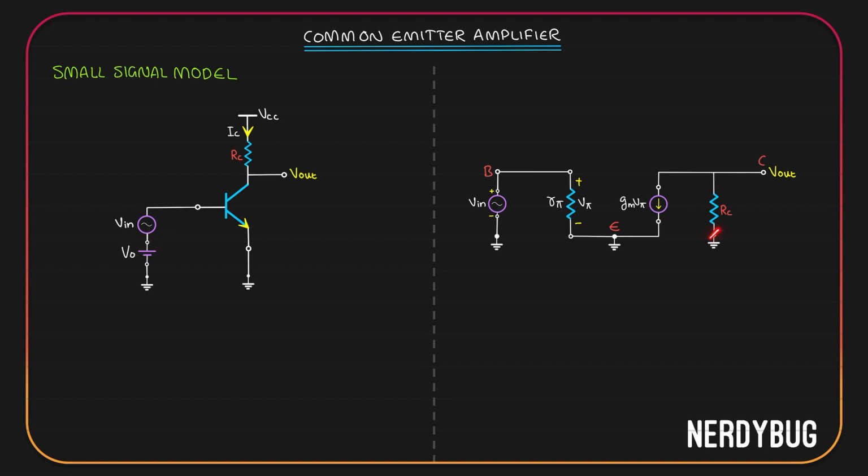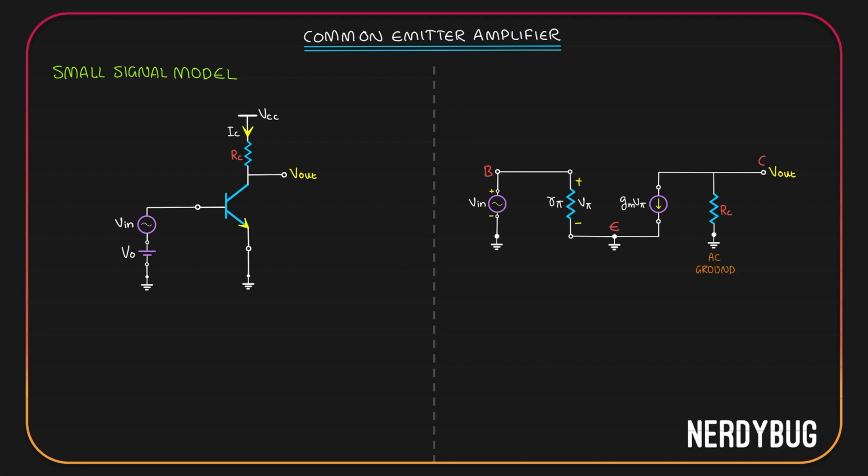This point that we have taken as a ground in the small signal model is actually this point, which is obviously not the ground. We took them as grounds when we ignored the effect of DC supplies. So these points are grounds only for our AC small signal input. Because of that, we call it the AC ground.